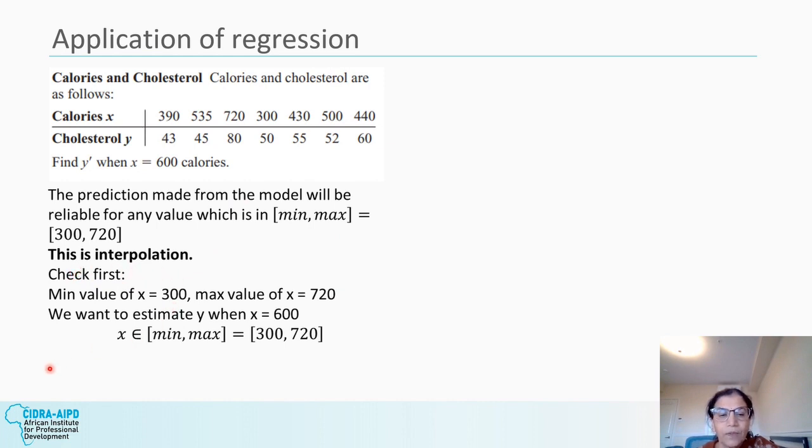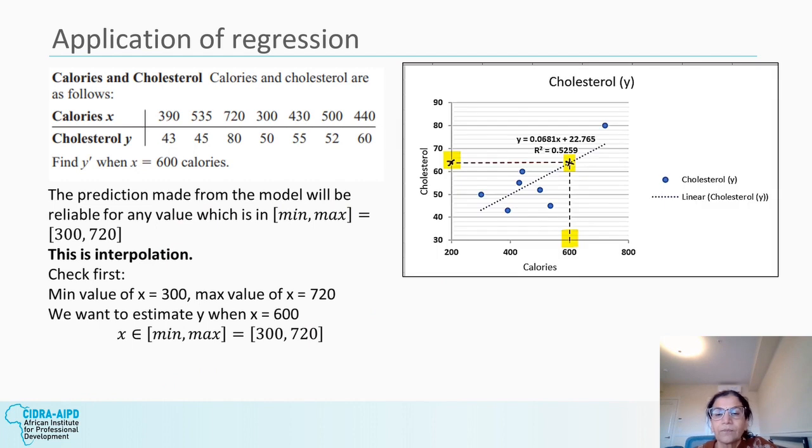If you check first and find that whatever value you are going to do the prediction for is in the interval minimum to maximum, your prediction is reliable. There are two ways to do this. You can use the graph: locate 600 on the x-axis, draw a vertical line to the regression line. From the line, go to the y-axis. This will be the predicted value.